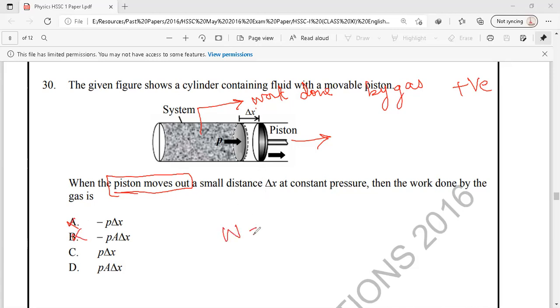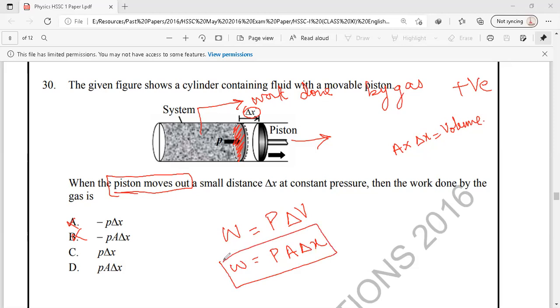So the thermodynamic work is equal to P delta V, in which P is the pressure and delta V is the change in volume. So this is the cross sectional area and this is the displacement. So area multiplied by the displacement is equal to volume. So volume can be replaced by these two parameters, A delta X. So this is the thermodynamic work done involved in this question. So the correct option for the last question of this year is option D.